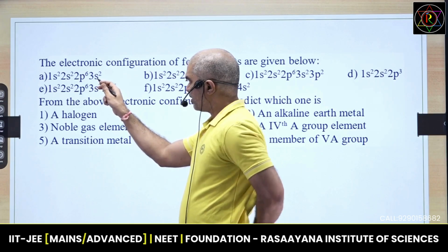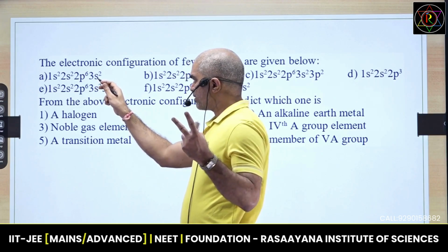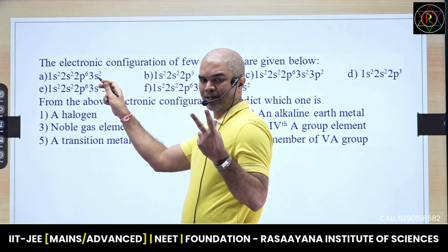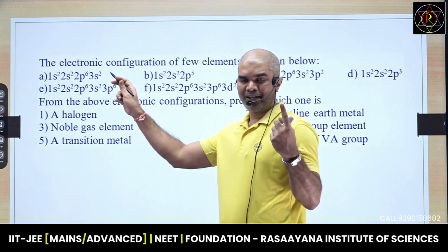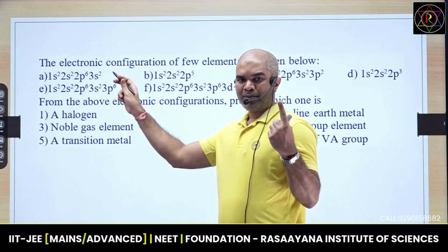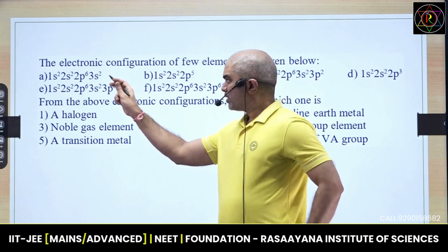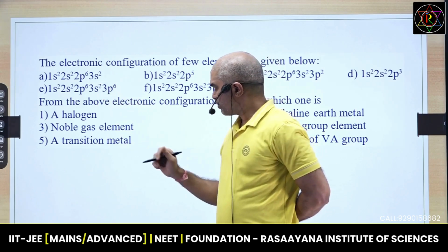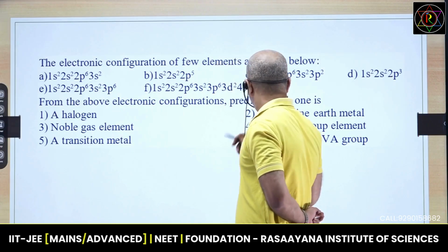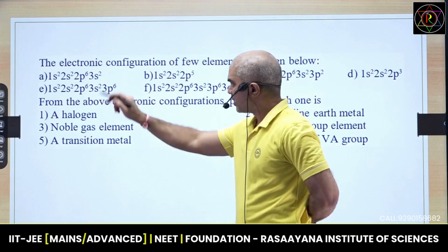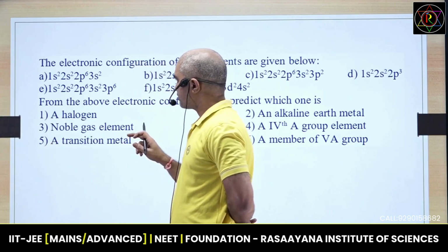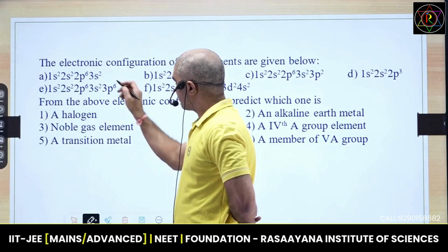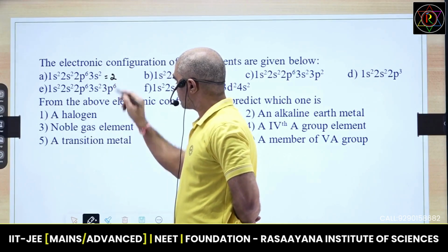In S block element, we have only two series. One is alkali, one is alkaline earth metal. Alkali metal, 1 electron. Alkaline earth metal, 2 electron. S1 alkali, S2 alkaline. S1 1A, S2 2A. So this should belong to 2A group, an alkaline earth metal.